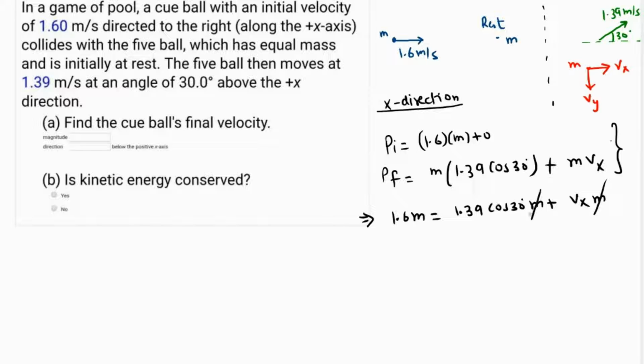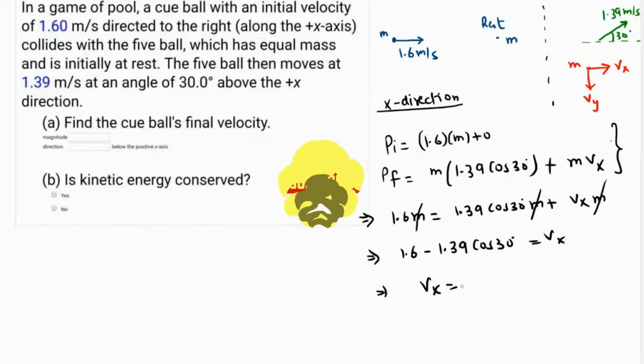So this m and m cancel. Subtracting both sides by this expression, we have 1.6 minus 1.39 cos of 30 degree equals vx. So the value of vx from here, let me just grab my calculator, 1.6 minus 1.39 times cos of 30 comes out as 0.39, in fact 0.40 meter per second.